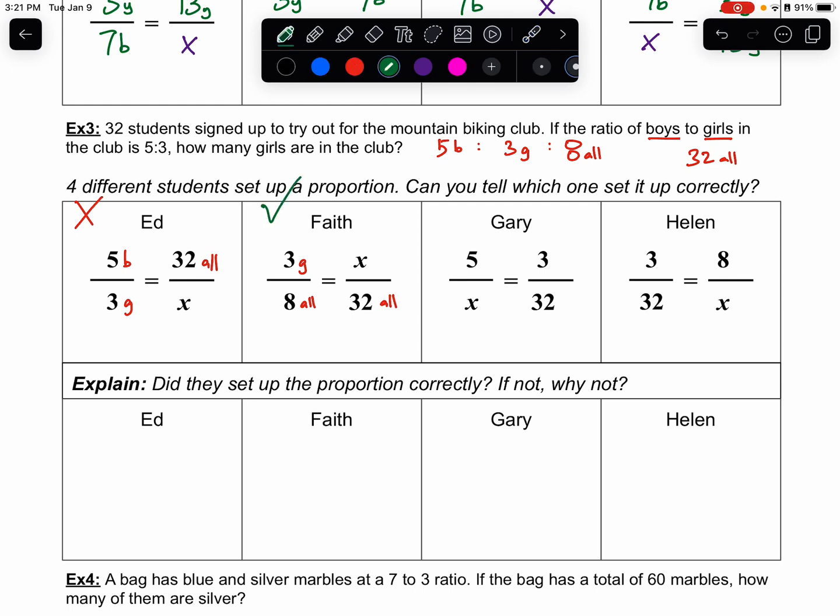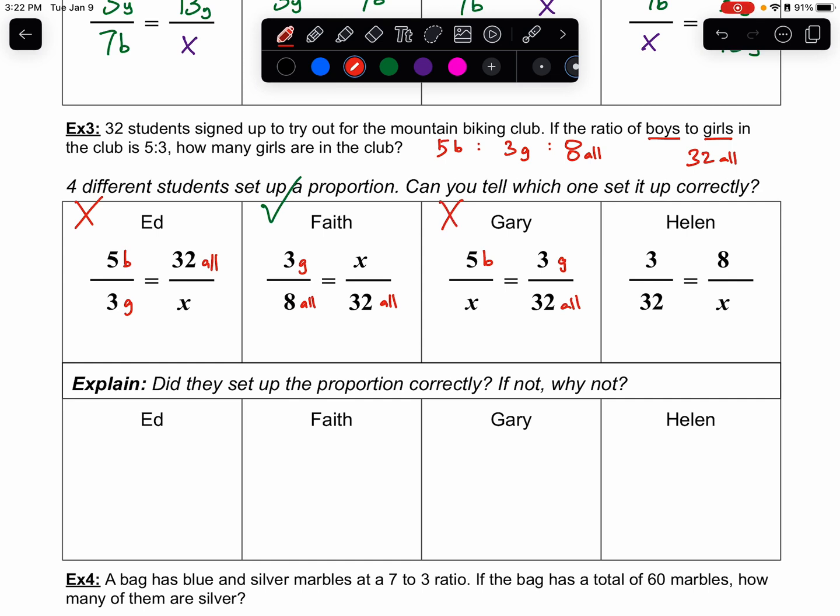Da-ding. Let's take a look at Gary. Gary, 5 boys and 3 girls, and 32 is the all, so that's not correct. It's like set up a ratio of 3 girls to 32 all, and that's not the ratio number. The ratio of girls to all would be 3 to 8, not 3 to 32, because 32 is the actual number of all. So that wouldn't work. And also, if you look across 5 to something, that would get you the ratio of boys. So that's just not right either.